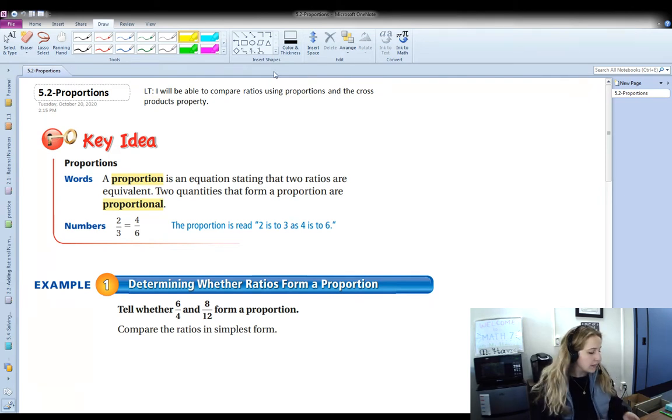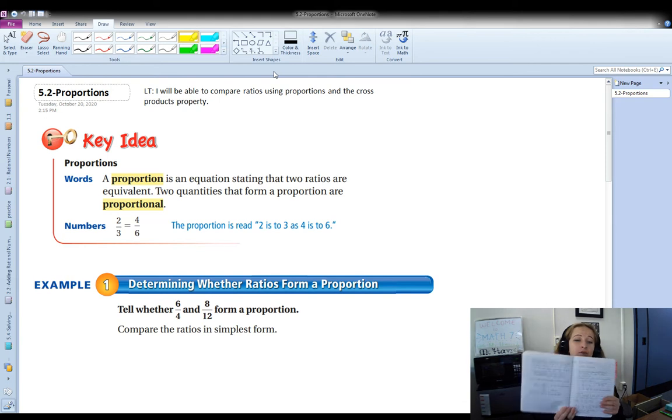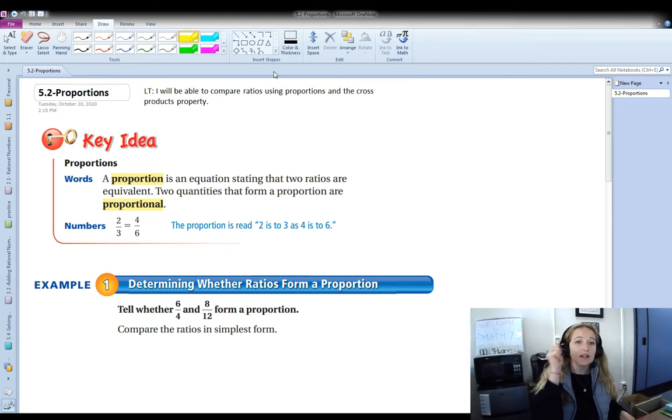So, make sure right now that you have your math composition notebook out and that you have your writing utensil and that you are writing down everything that I write down on my screen. It should be in your notebook. So let's get started. First, I'd like you to write down the learning target. The learning target is I will be able to compare ratios using proportions and the cross products property. Okay, so that is our learning target for today.